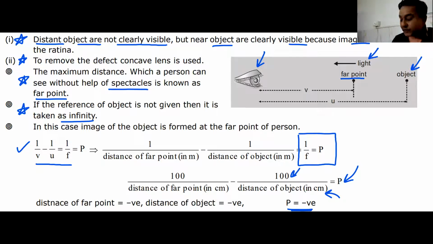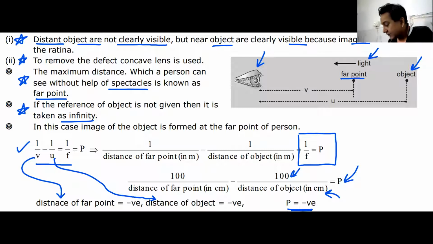1 by V minus 1 by U is 1 by F. This is my lens formula. V will be the distance of the far point. Are you getting me? V will be the distance of the far point. U will be the distance of the object which you see or don't see. If you know the value of V and U, you can find out the focal length of the lens, and hence you can find the power of the lens.